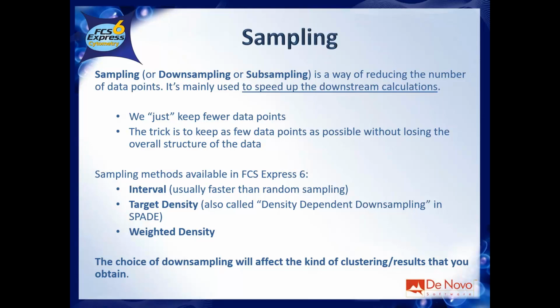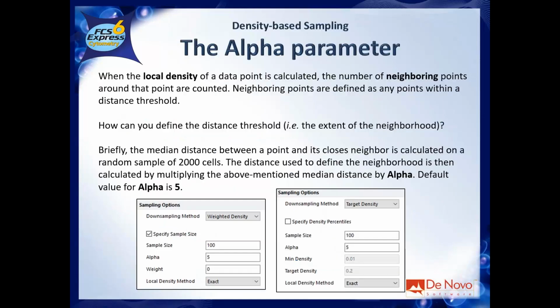So in a multidimensional space. And here comes the concept of this alpha parameter. When you want to calculate the local density, so the density around the data point, you need to calculate the number of neighboring points, so the points that are close to the point of interest. Neighboring points are defined as any points within a given distance. But again, what is this distance? How can we define the extent of the neighborhood?